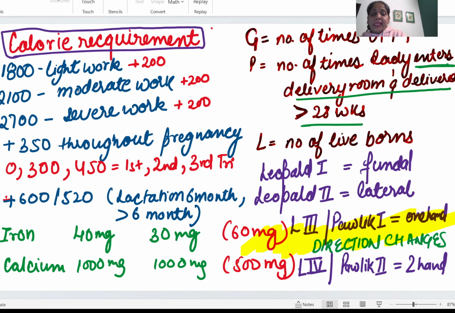Now let us study some small topics. Questions do come from basic. Yes, Dr. Isra, you are right, high bilirubin makes the color yellow. Let us focus on small topics.